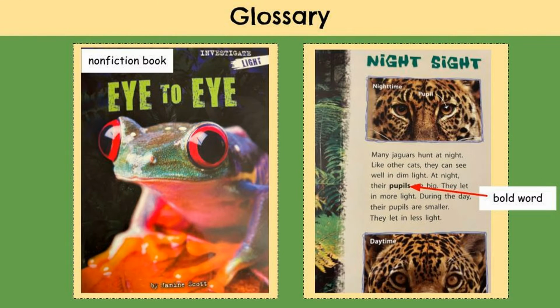When you read a nonfiction book like Eye to Eye, you might see a bold print word that's darker than the other words in the book, just like the word pupils. It makes the important vocabulary words stand out. If you don't know what the bold print word means, you can go to the glossary in the back of the book to find the definition that tells you what the word means.